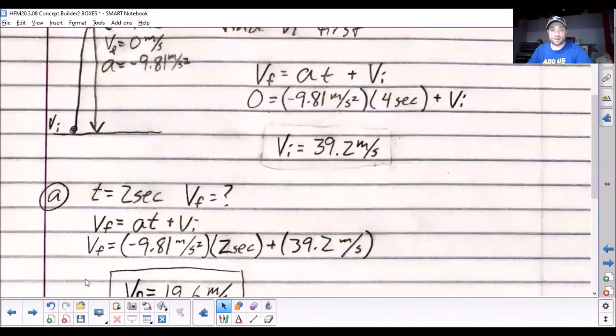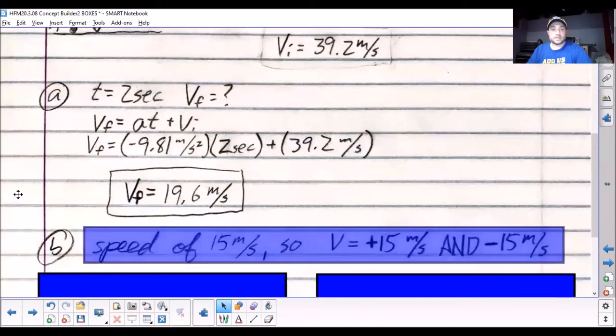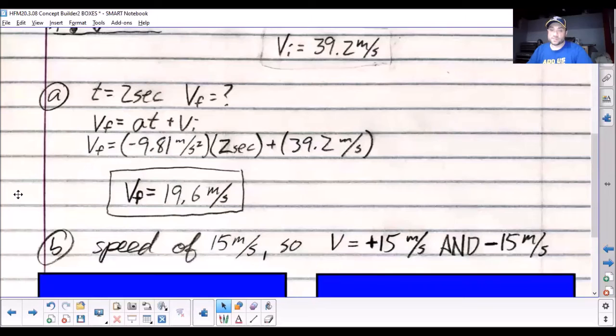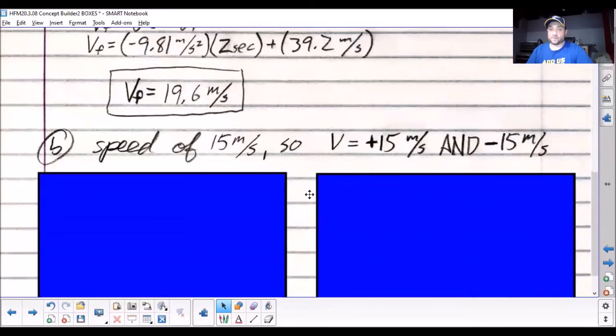Now the second part says, when will the ball have a speed of 15 meters per second? Always make sure you read carefully, because the speed of 15 meters per second happens twice. It happens when it has a positive 15 meters per second and when it has negative 15 meters per second. So make sure you read carefully. There's actually two things that we need to find for this one.